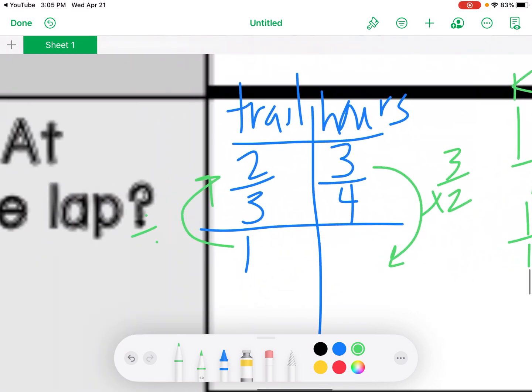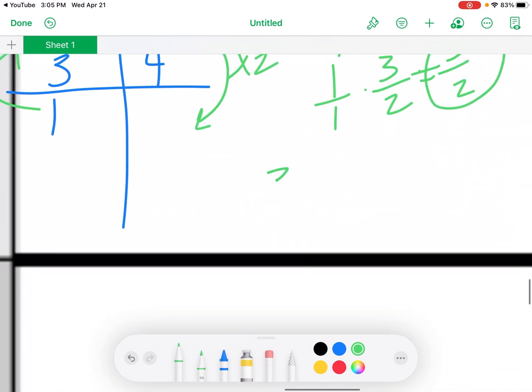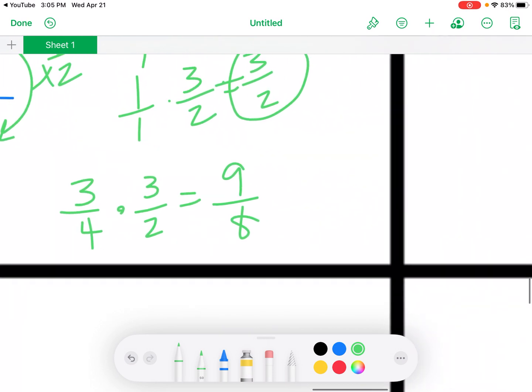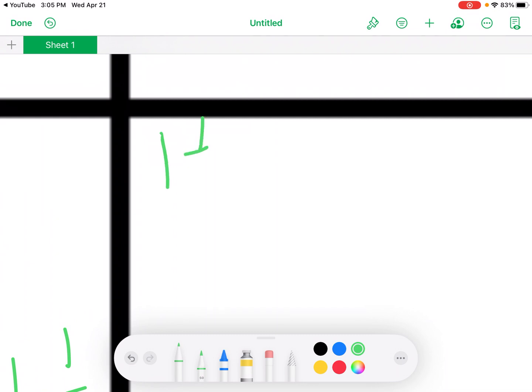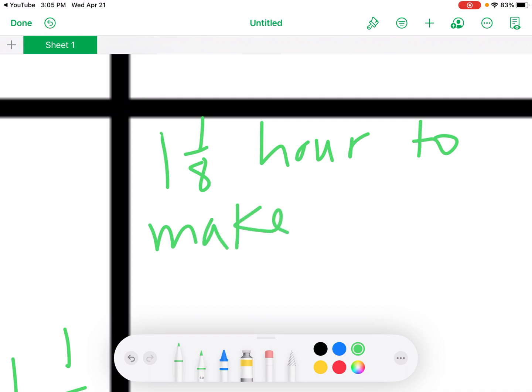So if I divide by 3/2, I have to multiply by 3/2. So now I'm doing 3/4 times 3/2. And I get 9/8. 8 goes into 9 one whole time. 9 minus 8 is 1, and I keep my denominator. So it's going to take 1 1/8 hour to make 1 lap on the trail.